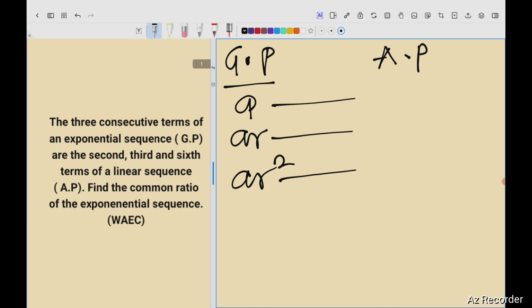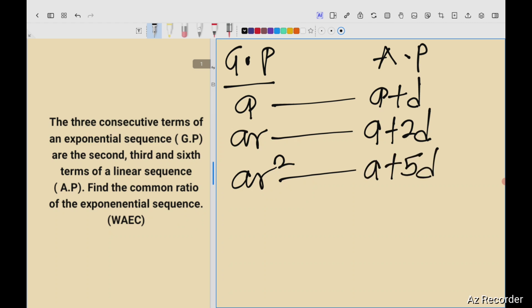He said the three consecutive terms of an exponential sequence GP are the second, the third, and the sixth terms of the linear sequence AP. So what is the second term of the AP? The second term of the AP gives you A plus D, the third term gives you A plus 2D, and the sixth term gives you A plus 5D. So this is the interpretation of this question.